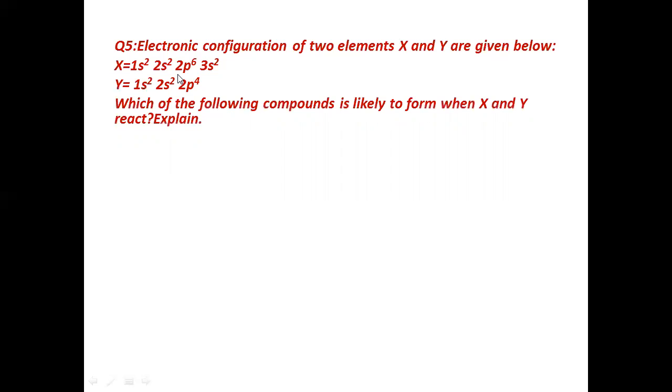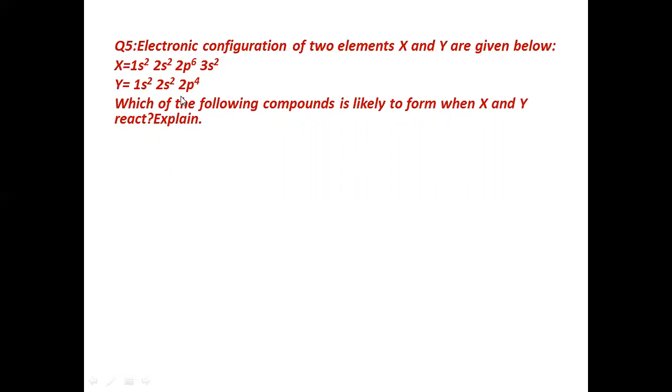Question number 5, the electronic configurations of 2 elements X and Y are given below. X is 1s2 2s2 2p6 3s2, so 12 electrons are present in total. So atomic number 12 is of magnesium. Y has 8 total electrons, so it is understood that it is oxygen. Oxygen has 8 electrons, and the atomic number of oxygen is 8. Which of the following compounds is likely to be formed when X and Y react?